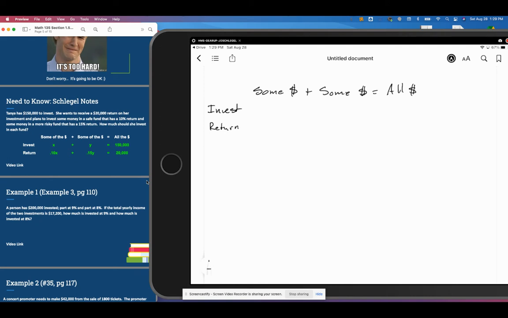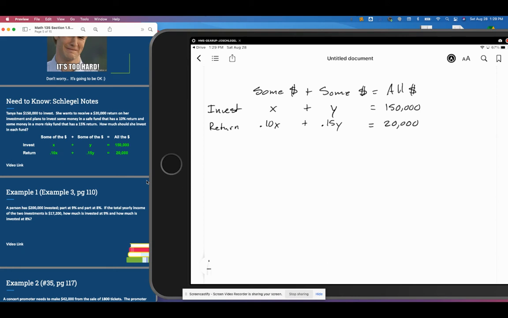So if we look at Tanya's situation, do we know how much she's going to put in the first fund? Nope. And do we know how much she's going to put in the second fund? Nope. And so we'll represent that with X and Y. We do know that all the money she is going to invest is $150,000. And then the return on that money, one of these funds is going to produce a 10% return. The other is going to produce a 15% return. And all of the money that she wants to be returned to her is $20,000.